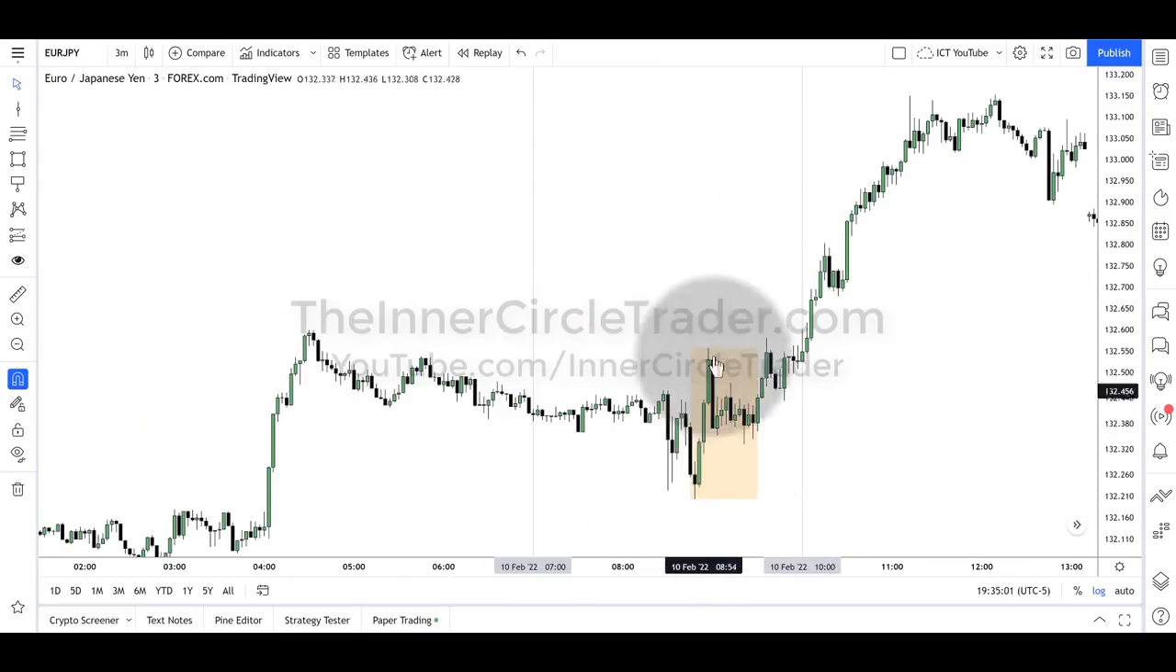Okay, so in this price leg here, do we take out a swing low? Yes. We trade down below a swing low. Does it take out a swing high here? Yes, it does. So now we have a valid condition to see if there's a trade.